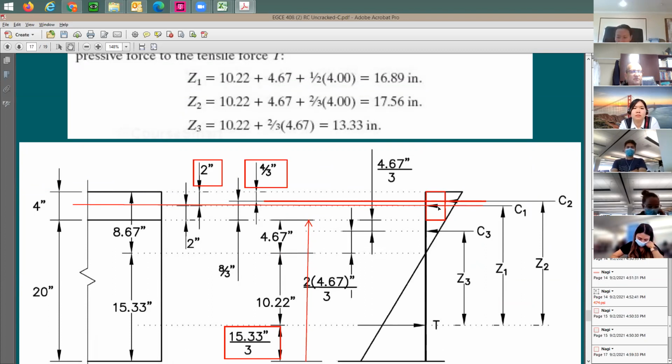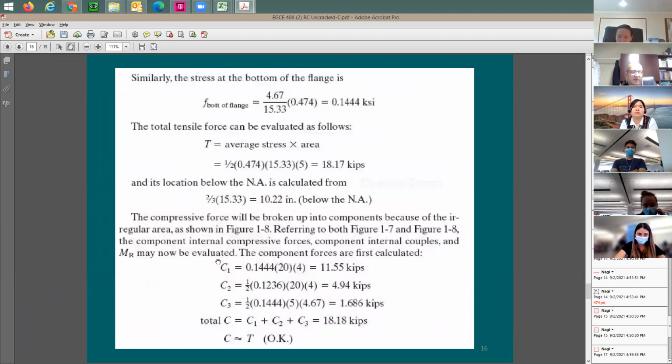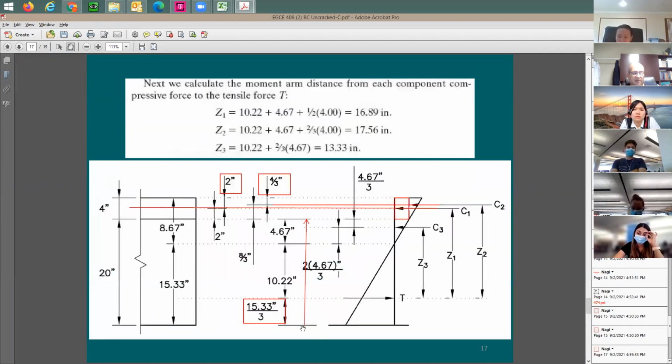How about the compression force itself? Is there a way of finding the compression force? Yes. You have three compressive forces and you have the tension force. Don't forget, tension is going to be equal to compression. In this case, there is one tension force, and all the compression forces have to be equal to the tension force. The summation of the forces in the x direction equals 0. So C1, C2, and C3 are going to be equal to the tension force.